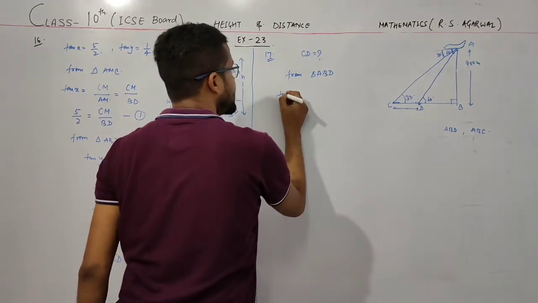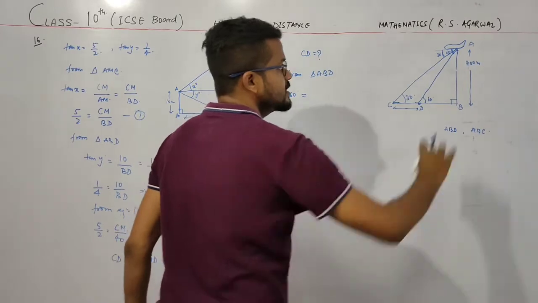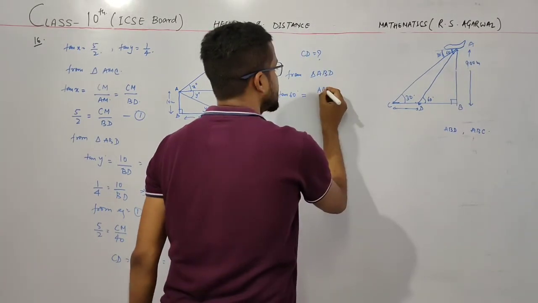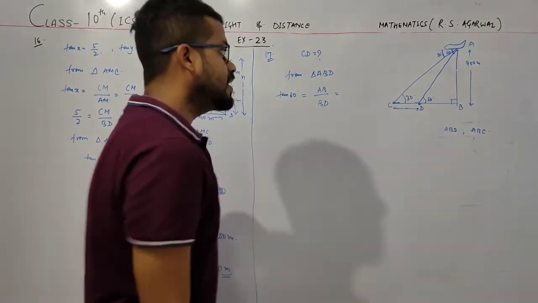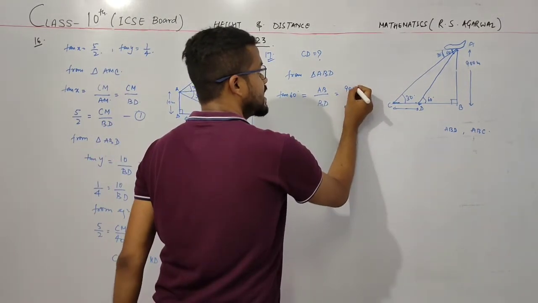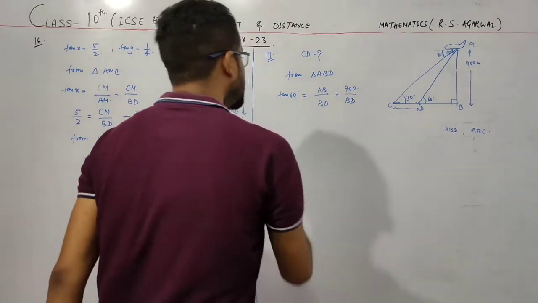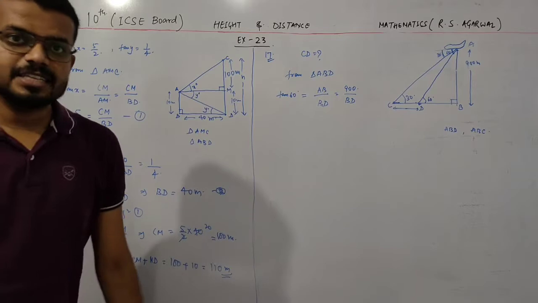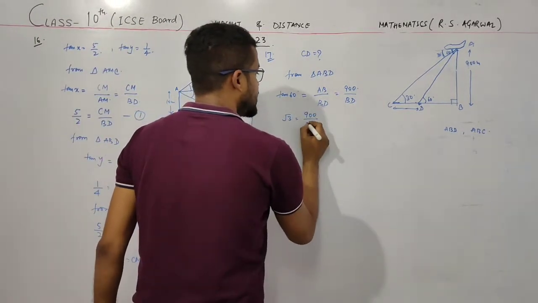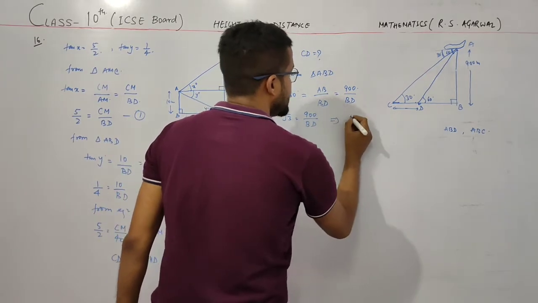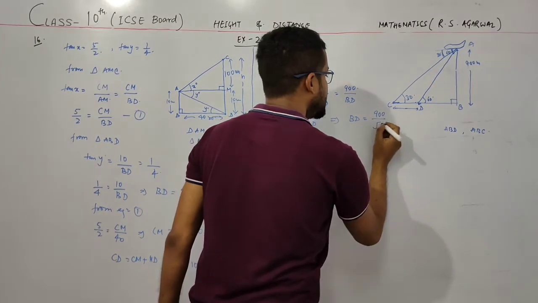So which trigonometrical identity do I use here? Tan, and the angle is 60 degrees. So tan 60 degrees is equal to AB upon BD. The value of AB is given, 900 meters, upon BD. And we know the value of tan 60 degrees. Tan 60 degrees is what? Root 3. So this is 900 upon BD, and we can say that BD is equal to 900 upon root 3.